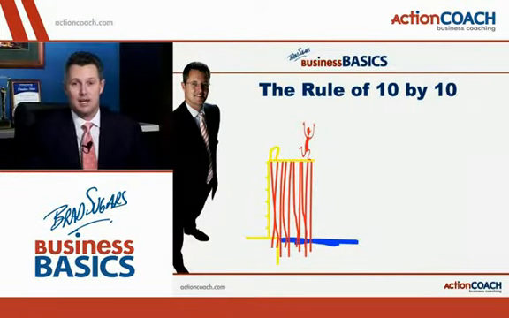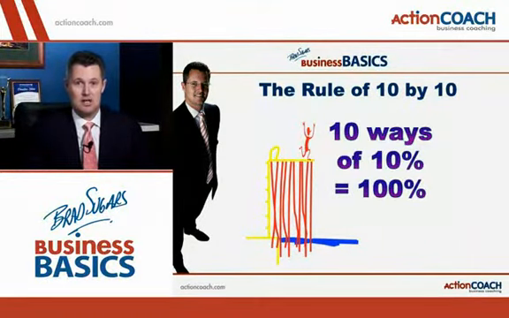We want to have 10 ways of getting 10% of our customers. We want to have 10 ways of getting our customers back to do more business with us 10% at a time. We want to have 10 ways of converting prospects into customers. This is the rule of 10 by 10. Build stability in your marketing, and therefore you'll make a lot of money.